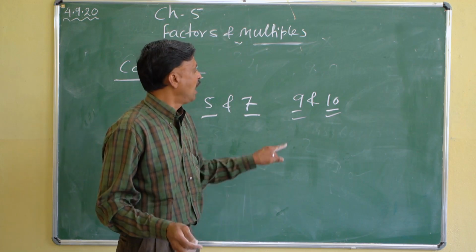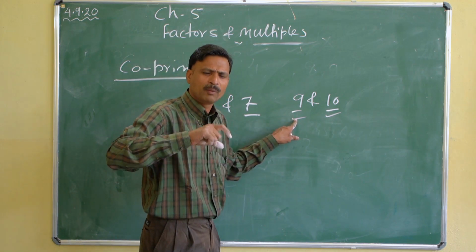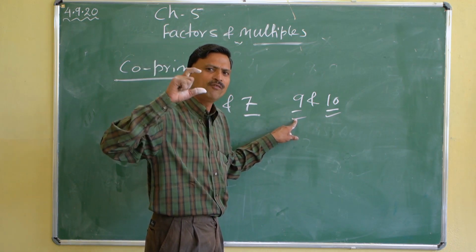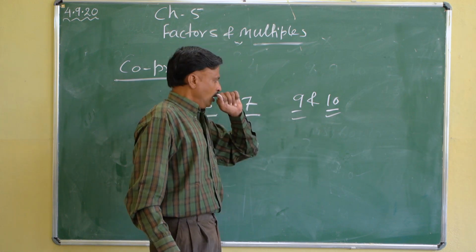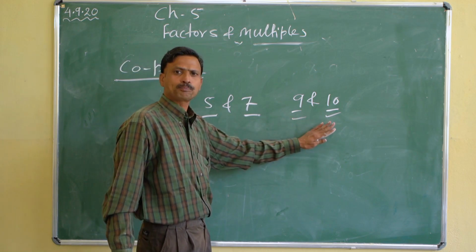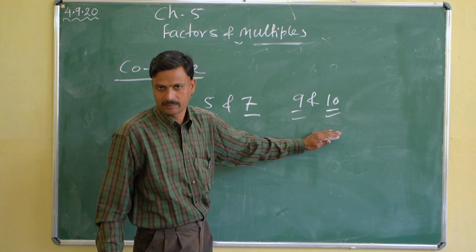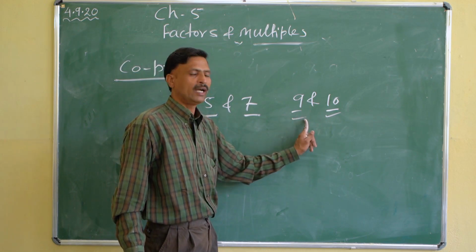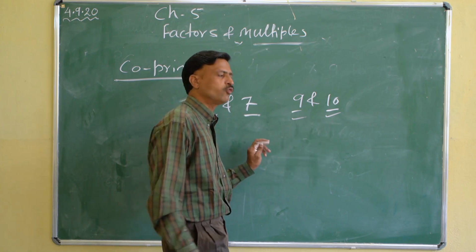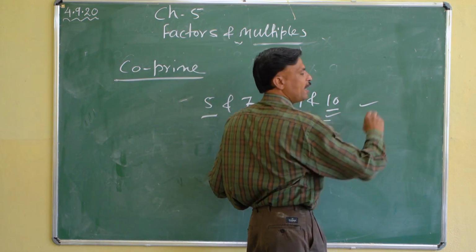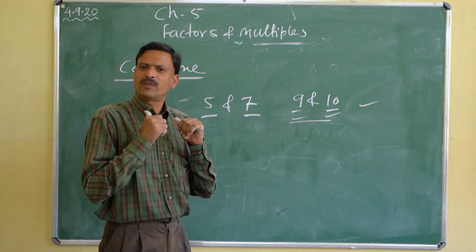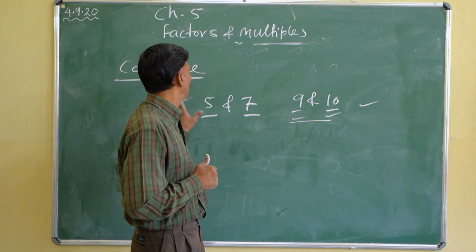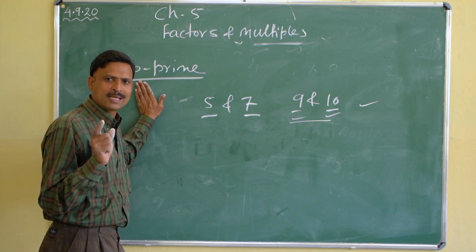If you find their HCF, the highest common factor, which is the number that divides both, you will get only 1. There is only the number 1 which can divide 9 and 10. That's why it is a co-prime number. Other than 1, if there is no common factor, then it is called a co-prime number. I hope it is clear.